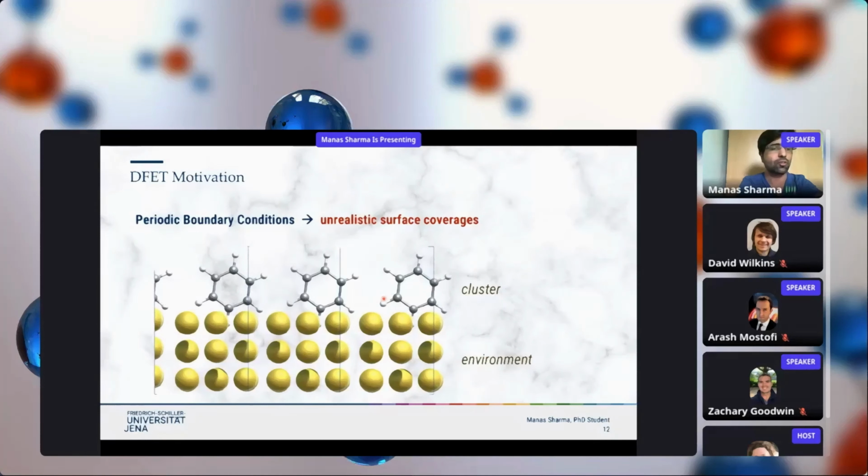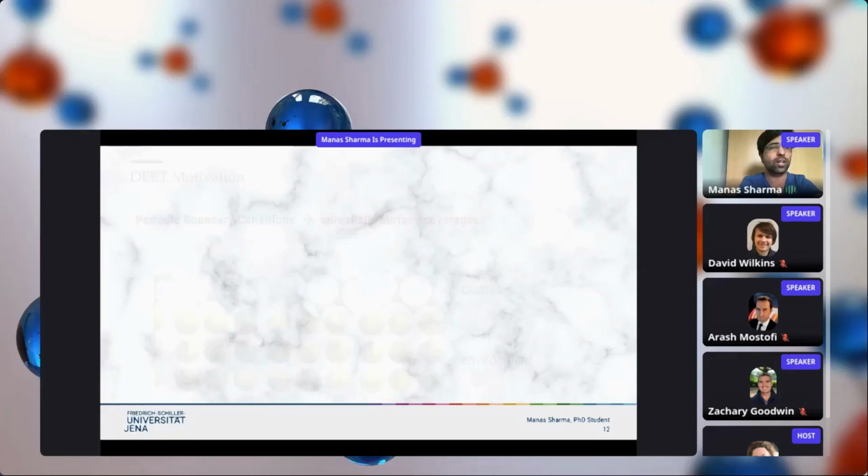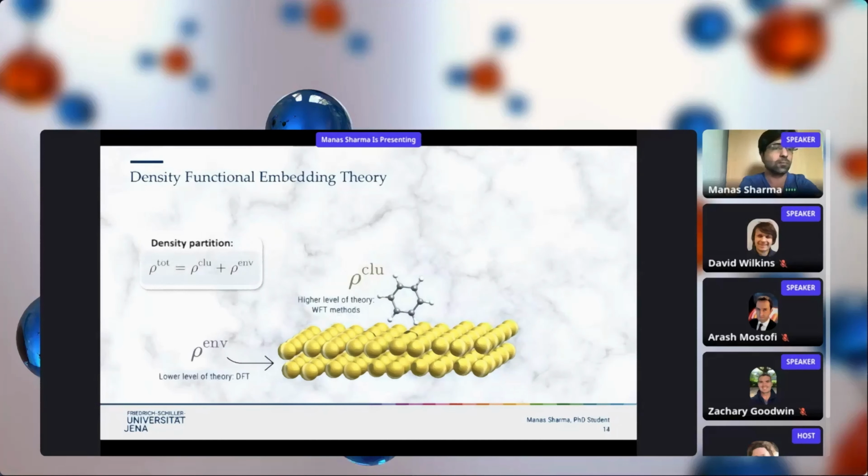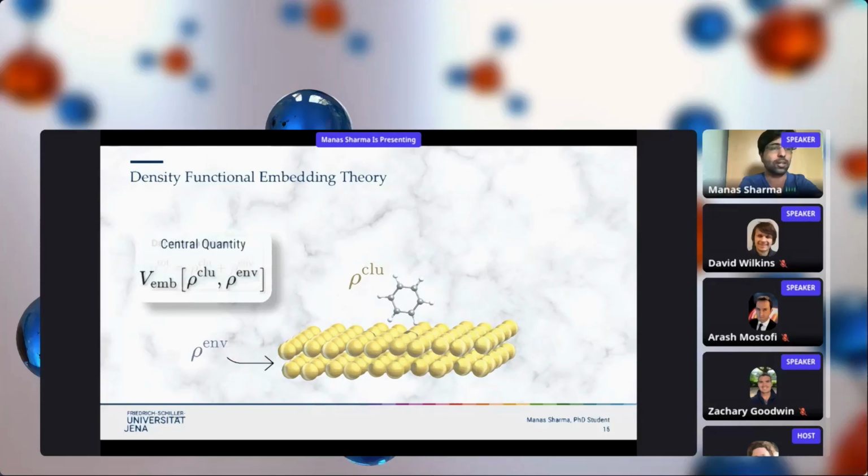The solution to all these problems is provided quite naturally within the framework of density functional theory, where the properties of the system are determined by the electron density. Therefore, it allows us to partition the density of the total system into a cluster and an environment density, and the influence of the environment onto the cluster can be taken in the form of an embedding potential that is a function of both cluster and environment density.